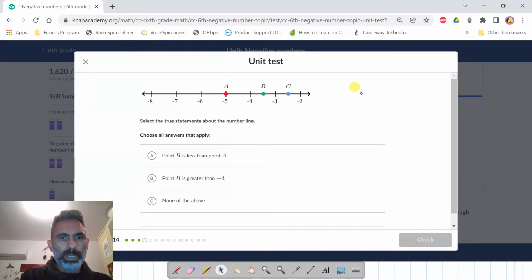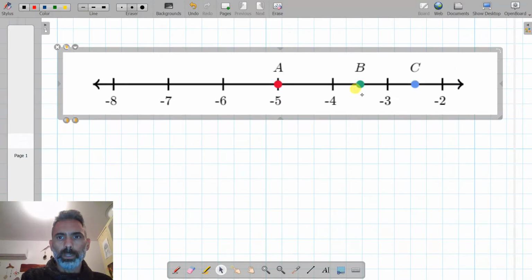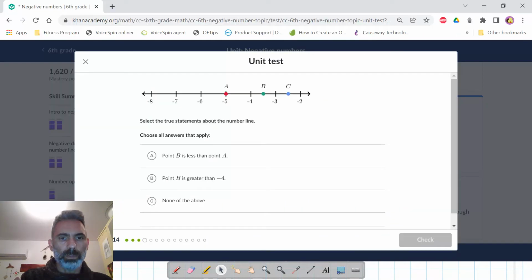Option B, point B is greater than -4. That is correct, because point B is to the right of -4. Okay.